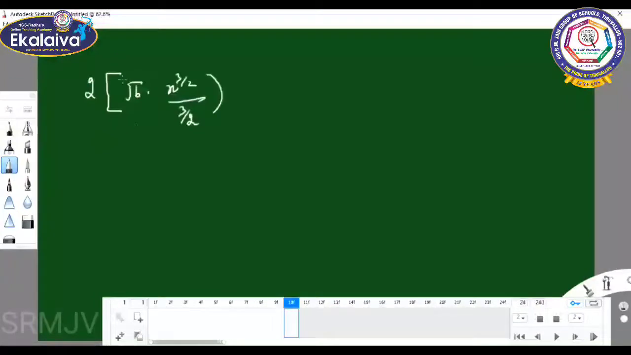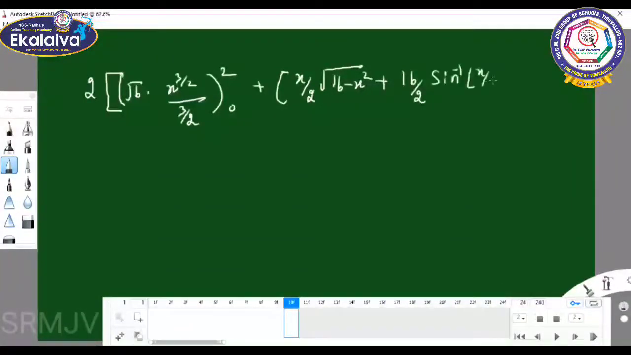See the limit. The limit is 0 to 2, plus x by 2 root of 16 minus x square plus a square by 2, 16 by 2 sine inverse of x by a. So the limit is sine inverse of x by a.